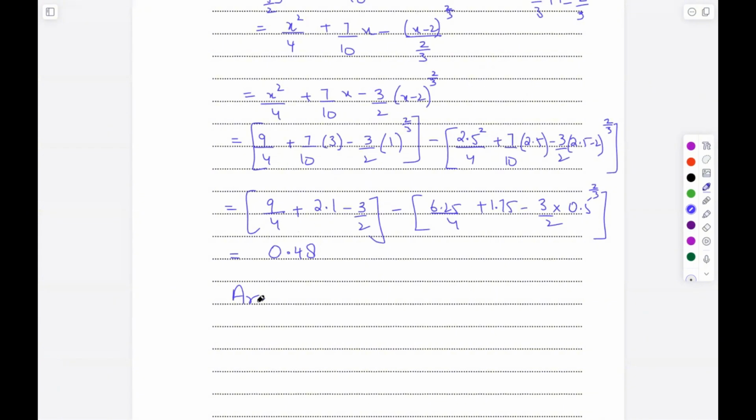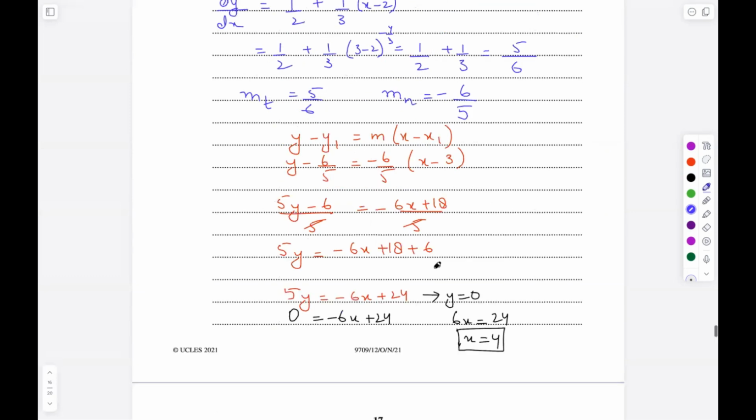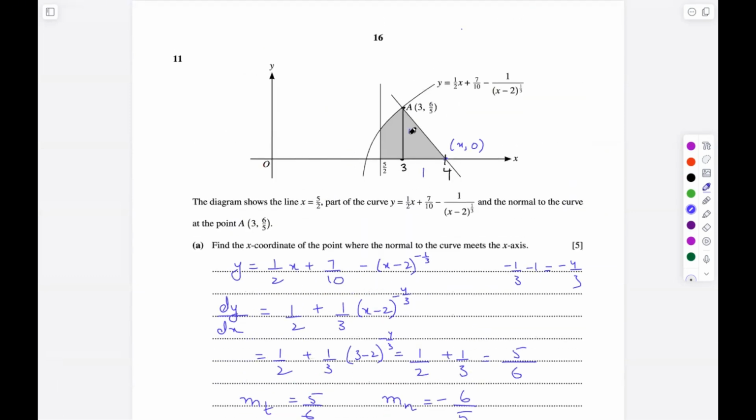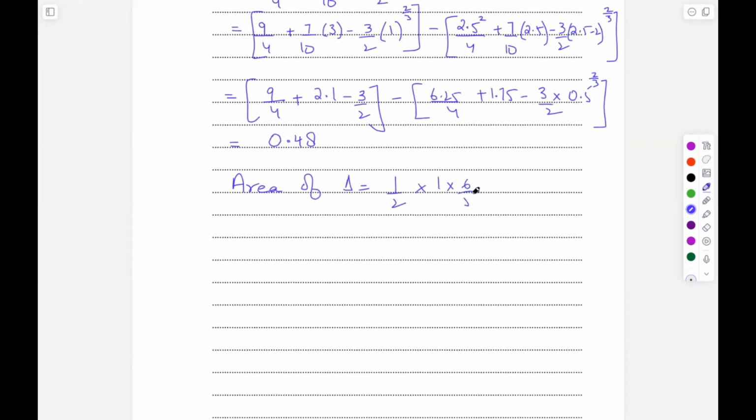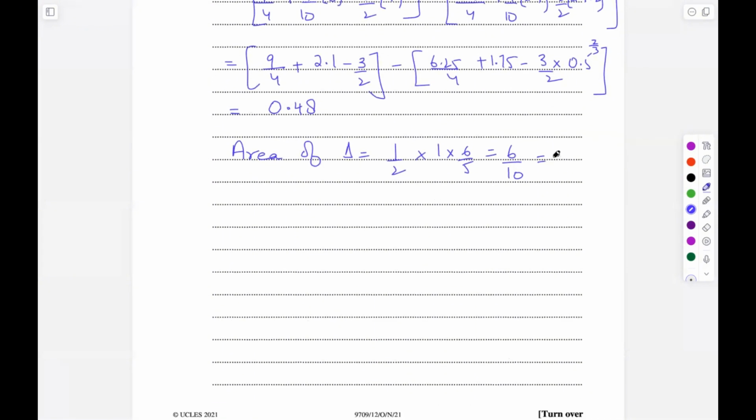And now finding the area of the triangle. We know that the base will be 1 and the height will be 6/5. So we'll write it as 1/2 into 1 into 6/5, which is equal to 6/10, or in decimal, 0.6. So the total area will be 0.6 + 0.48, which is equal to 1.08. So the final answer will be 1.08 for the area of the shaded region.